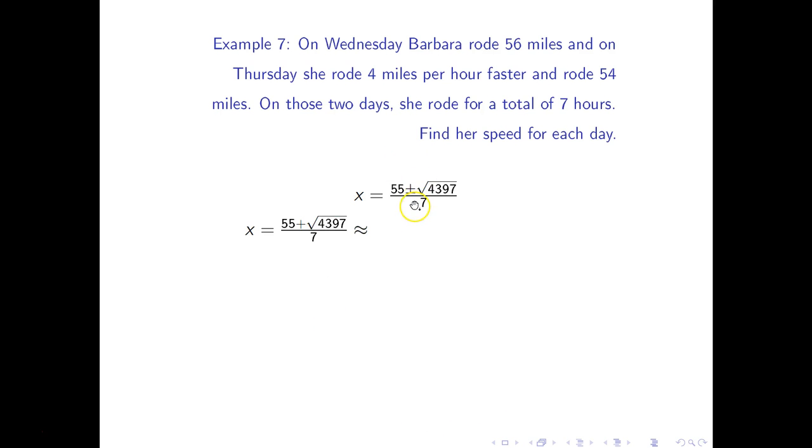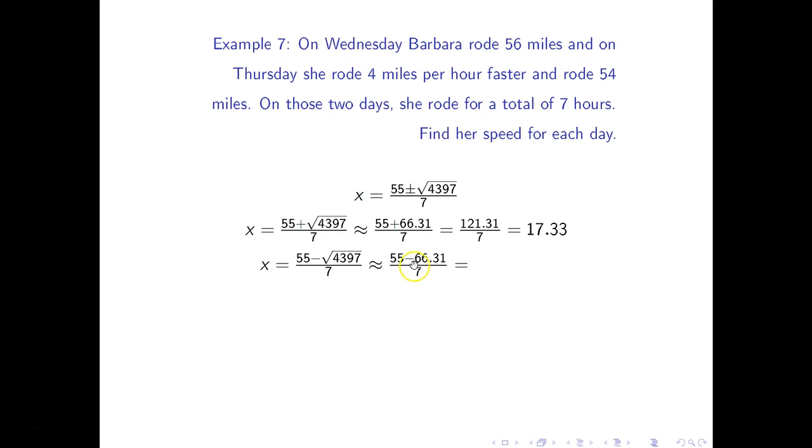So if we just deal with the positive version, so it's 55 plus the square root, well, what's that about? Well, I'll grab a calculator. And this square root's about 66.31, which means that's about 121.31 over 7, or about 17.33. That's a complete approximation. The only point I really want to know is whether this is positive or negative. In this case, it's positive. That's a good sign. Let's look at the subtraction one.